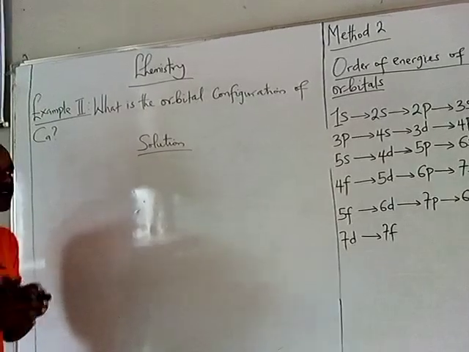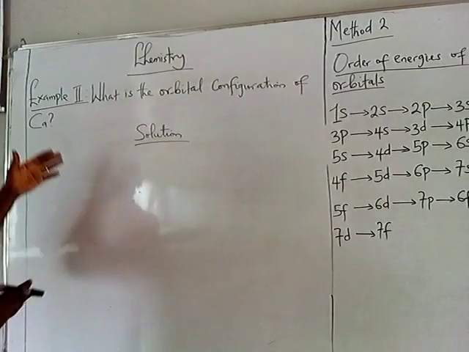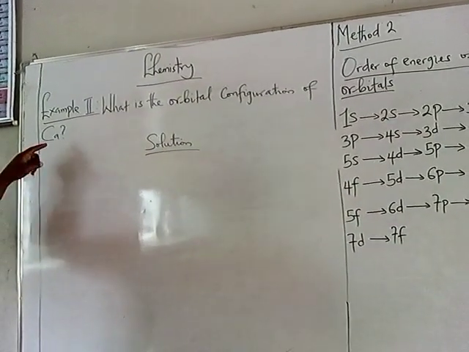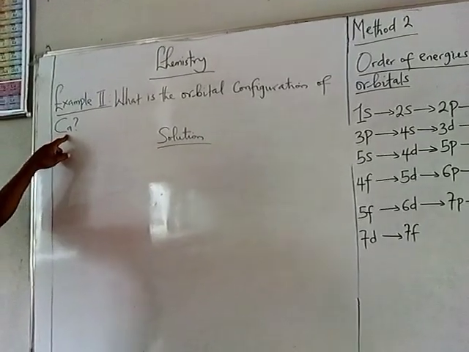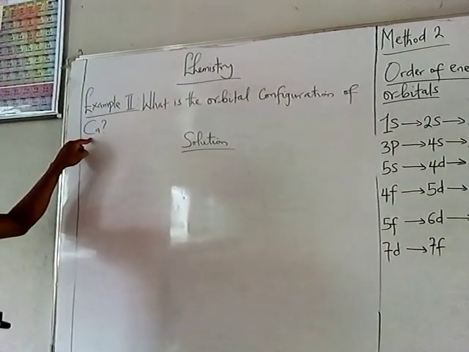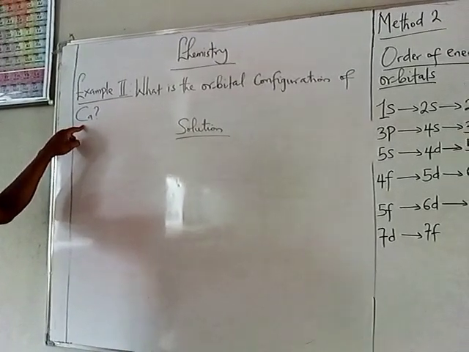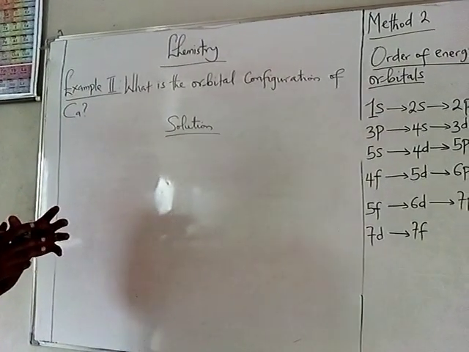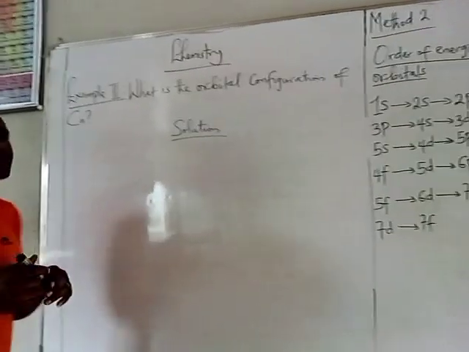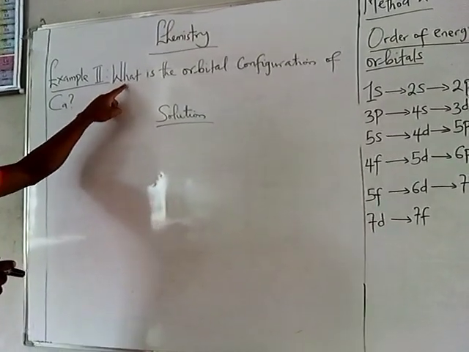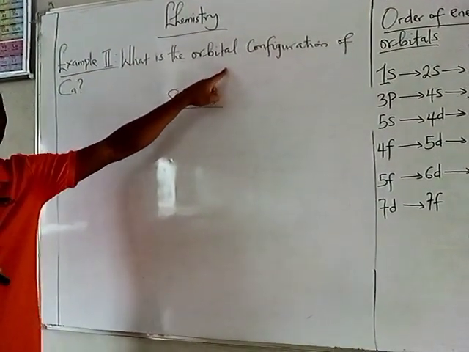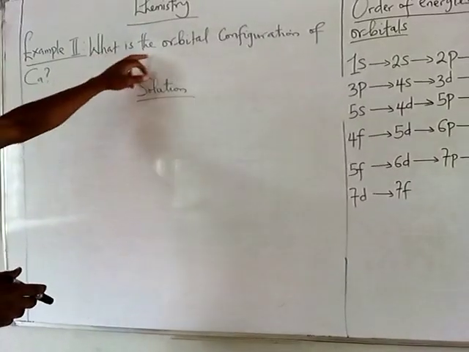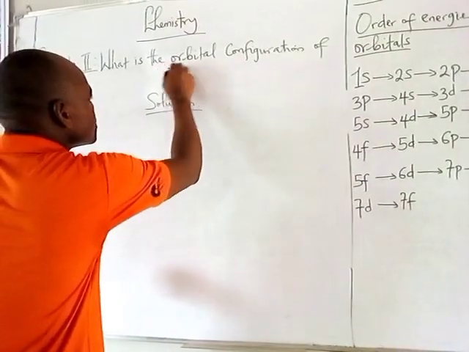Now we want to consider another example. Question 2 says, what is the orbital configuration of calcium? As a chemistry student, you are supposed to know what element this is, and you are supposed to know the atomic number. But before we answer this question, please take note. In example 1, the question was, what is the electronic configuration of sodium? But in this particular question, it says, what is the orbital configuration? This is the one I want to explain.